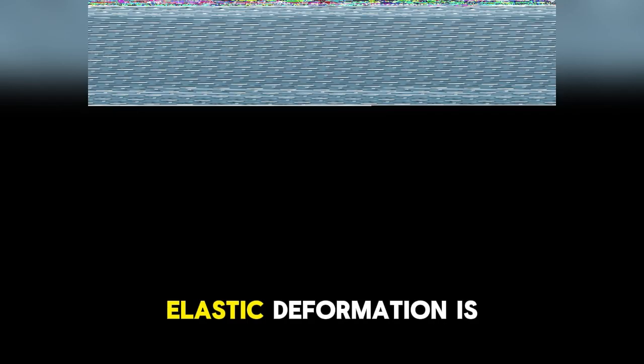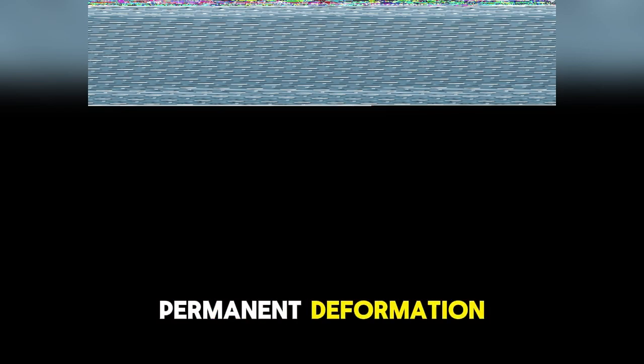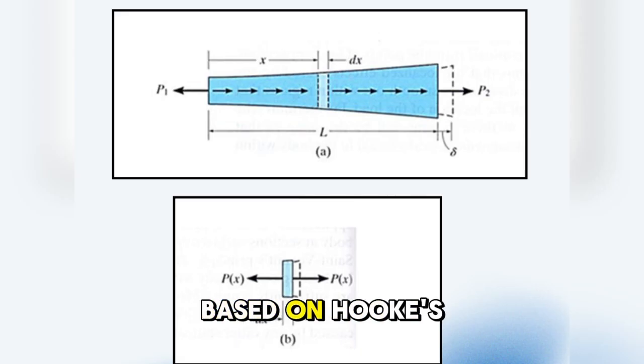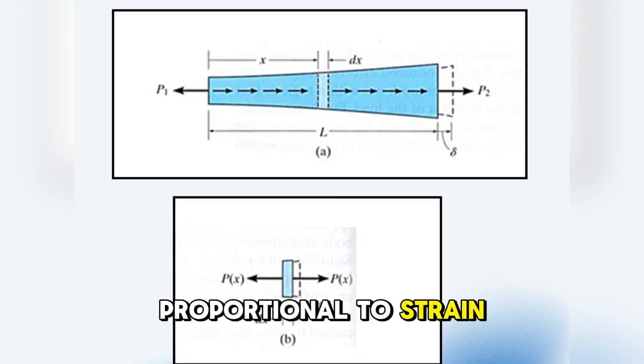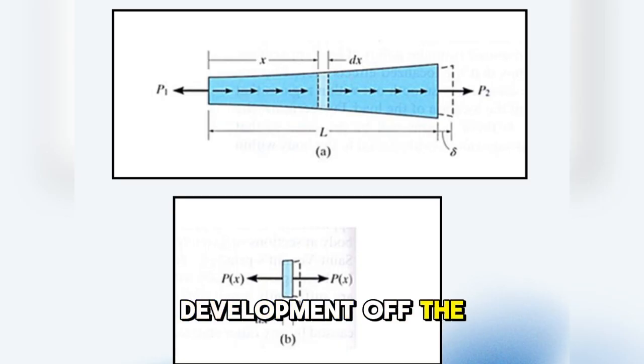rotates. Elastic deformation is the temporary change in the length of a structural member when subjected to an axial load, either in tension or compression, within the elastic limit of the material. When the load is removed, the member returns to its original length without any permanent deformation. This concept is based on Hooke's law, which states that stress is directly proportional to strain within the elastic range. To generalize the development of the formula, let us consider the figure below.